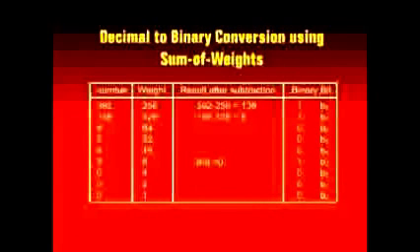The next 3 weights are all greater than 0. Therefore, 3 0 bits are added to signify 0 weights. That is, weights 4, 2 and 1 do not contribute towards the decimal number. So bits 2, 1 and 0 all are set to 0. The binary number is 1, 1, 0, 0, 0, 1, 0, 0, 0.